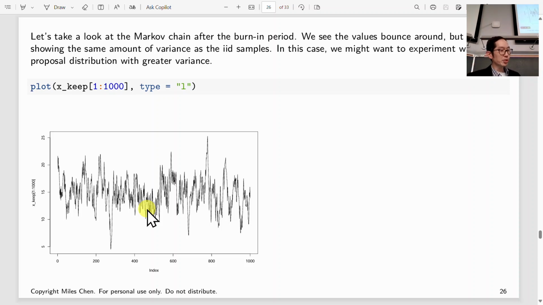Okay, and so you can try altering your proposal distribution. All right, let me give you your next answer. Next answer is the letter C. C as in cat.